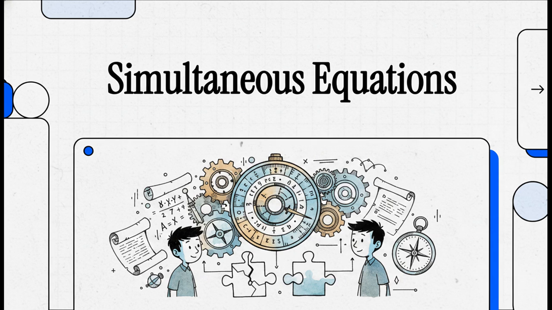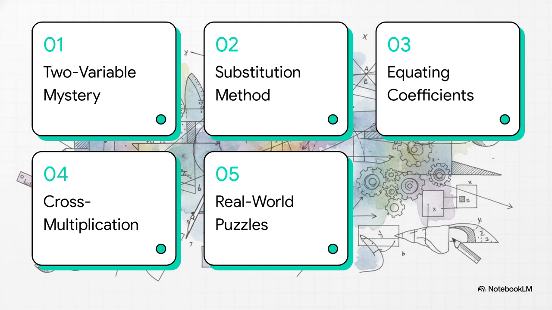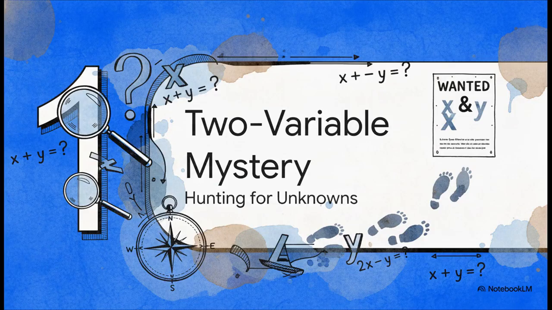Okay, so here's our roadmap for today. First up, we've got the two-variable mystery. Then, Method 1, substitution. After that, Method 2, equating coefficients, and Method 3, cross-multiplication. Finally, we'll wrap up with solving real-world puzzles. Let's get into it. All right, Section 1, the two-variable mystery.